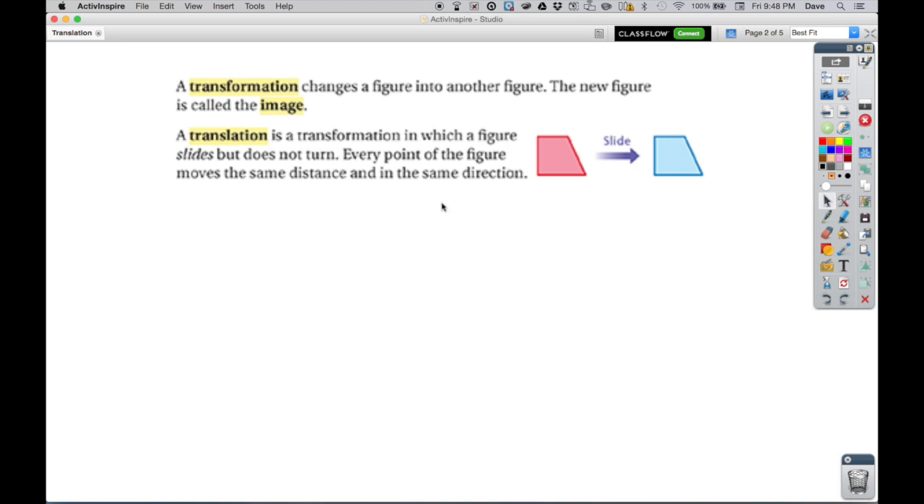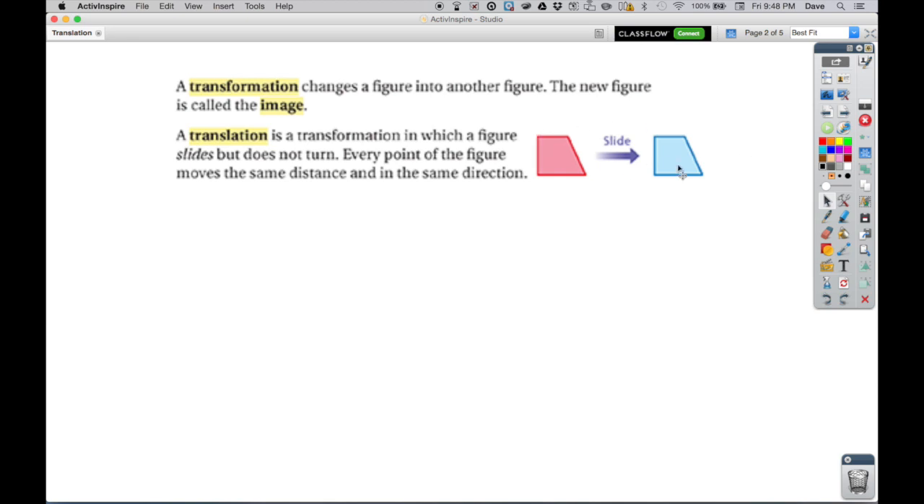This chapter is going to be a lot about geometric transformations. A transformation is something that changes a figure into another figure. By the way, sorry about this particular slide. It's a little blurry because I cut and pasted from a low resolution picture. Hopefully you can make do with what you've got here. What it says is a transformation changes a figure into another figure. The new figure is called the image.